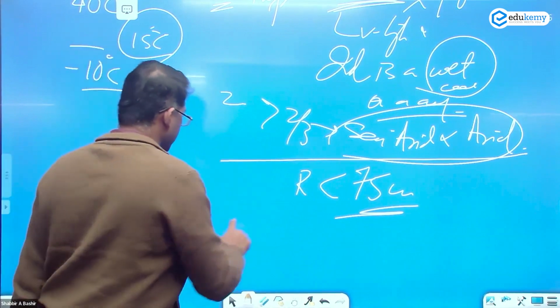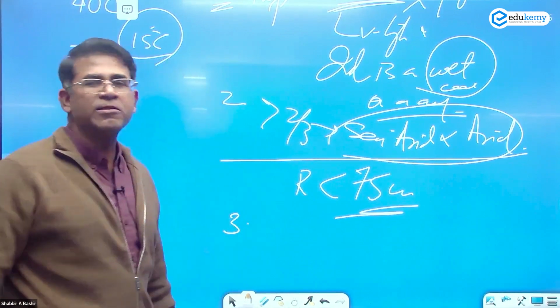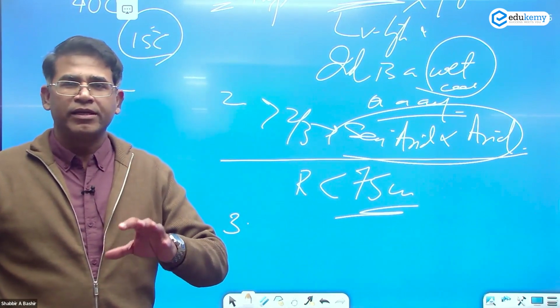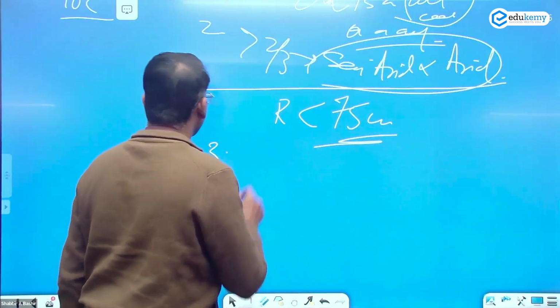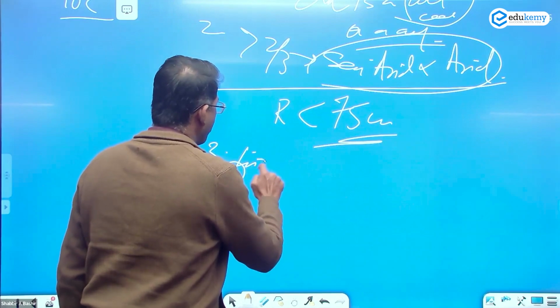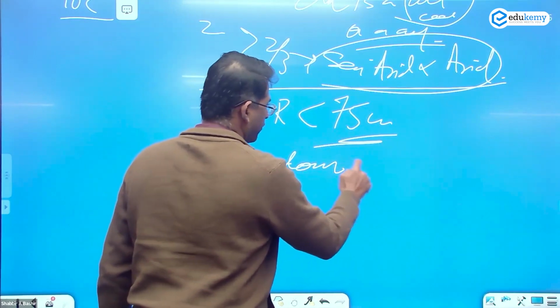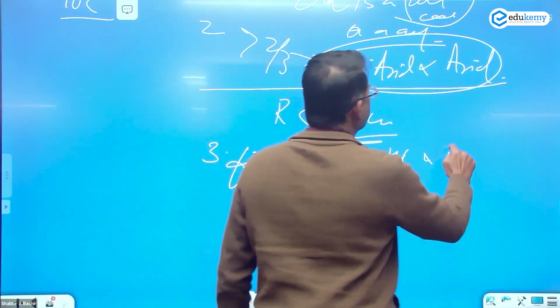That's one. Third point is India has, okay, a fair dominance of highlands and mountains.